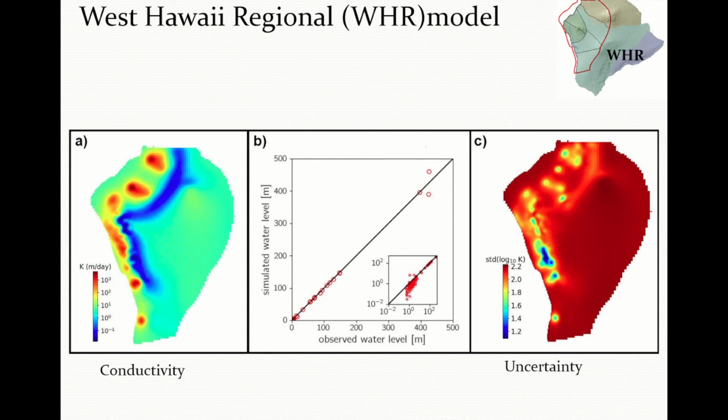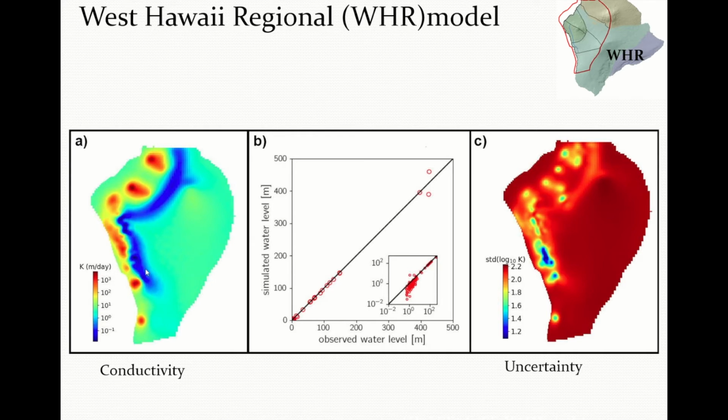So here are some of the results. This is for the West Hawaii Regional Model, the WHR model. We calibrated the model, trying to predict the measurements for available records, and you see the calibration is very good. The model was able to identify the need for low conductivity zones.